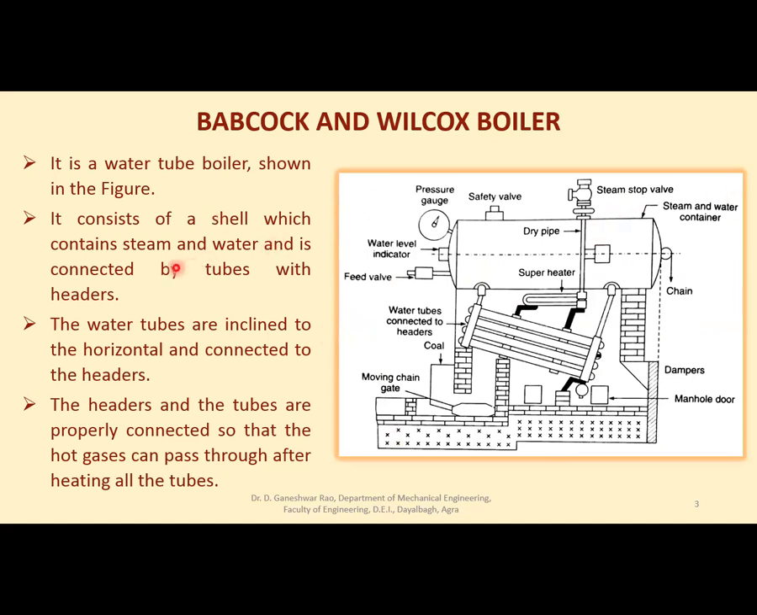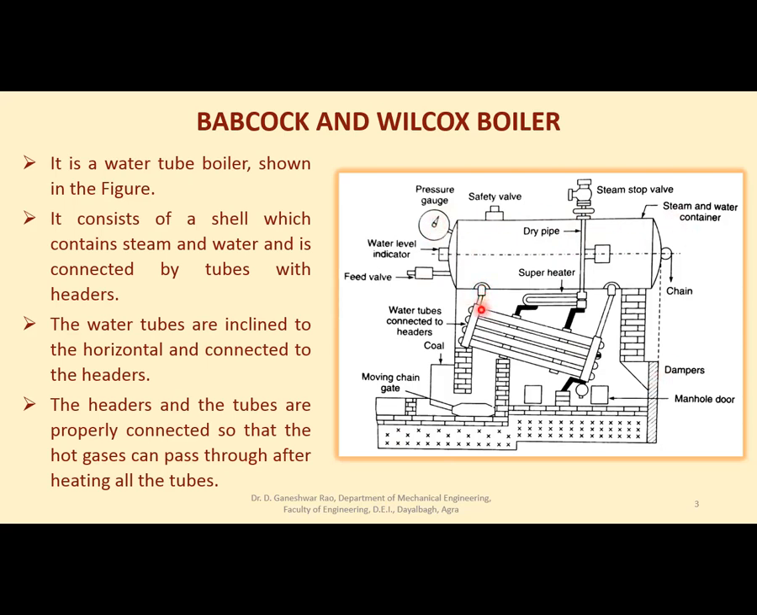It consists of a shell which contains steam and water, connected by tubes with headers. These are two headers. This is the downtake header. This one is the uptake header. This is the cylindrical shell in which water is filled up to the water level indicator, up to this point. Above this is the steam space. Various mountings are visible here: safety valve, steam stop valve, water level indicator, feed valve, pressure gauge. You can see them here.